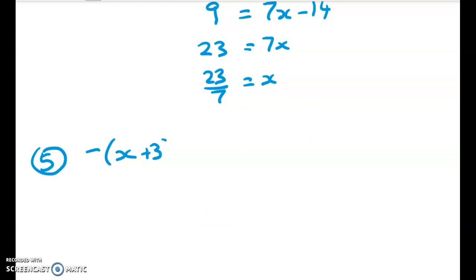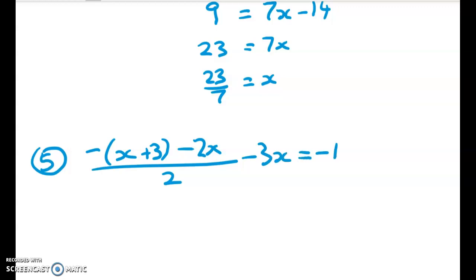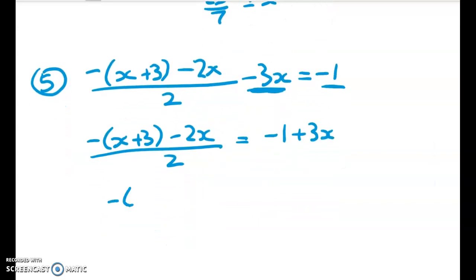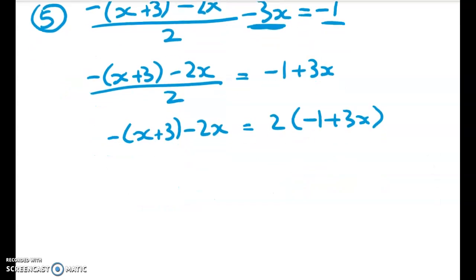This one is good because you have to watch your negative signs. Yet again, I'm going to try and combine this with what's over here before I clear out the fraction. So we get negative x plus 3 minus 2x over 2 is equal to negative 1 plus 3x. I'm going to multiply both sides through by 2.